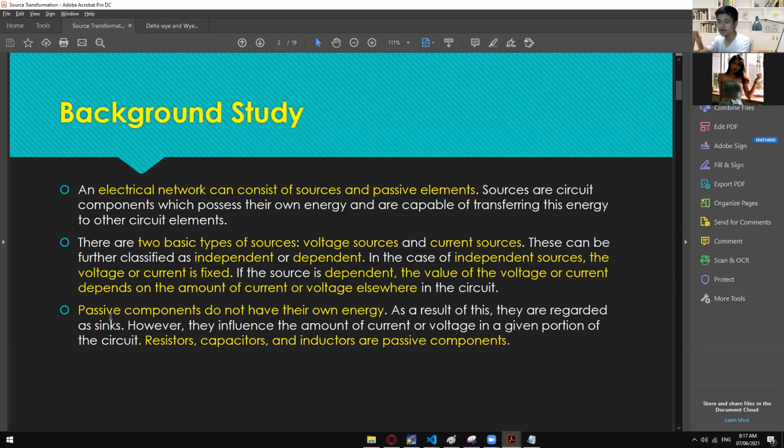So yeah, and then for the passive components, we already know that one. For the passive components, we have resistors, capacitors, and then inductors. Whatever the value of that component is, that's it already. We cannot do anything about it anymore because it's a fixed component. So we call that one passive components.